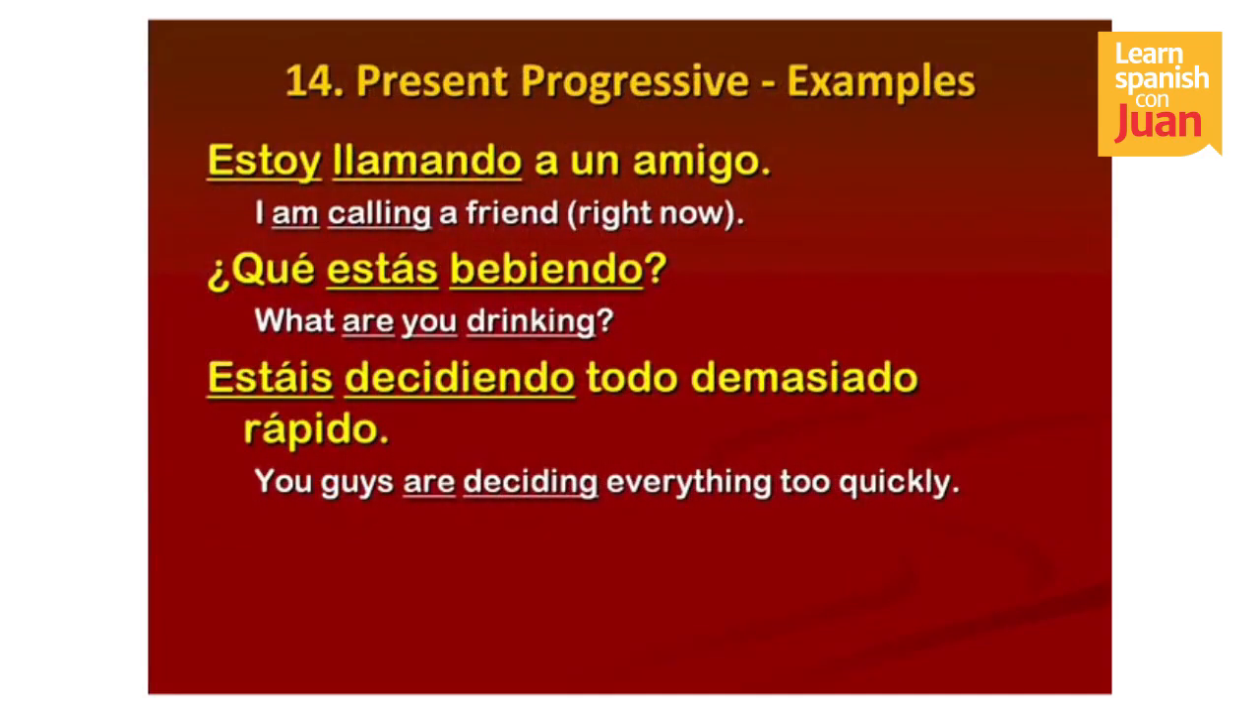Let's look at some really simple examples. Estoy llamando a un amigo. I'm calling a friend. The implication is right now. What are you drinking? ¿Qué estás bebiendo? And then finally, you guys are deciding everything too quickly. Estáis decidiendo todo demasiado rápido. So again, we're using this tense, the present progressive, to say what someone is doing right now, to emphasize the idea that the action is happening right now.